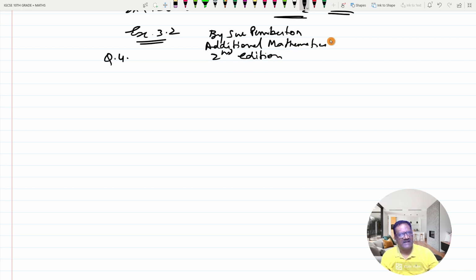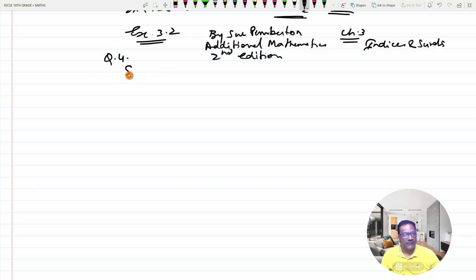In this book, chapter number 3, the name of the chapter is Indices and Surds. This is what I am right now solving the exercise from this chapter. So we were on exercise 3.2, and question number 4, sub questions A, B, C, D. There are 4 sub questions which we are going to solve now.